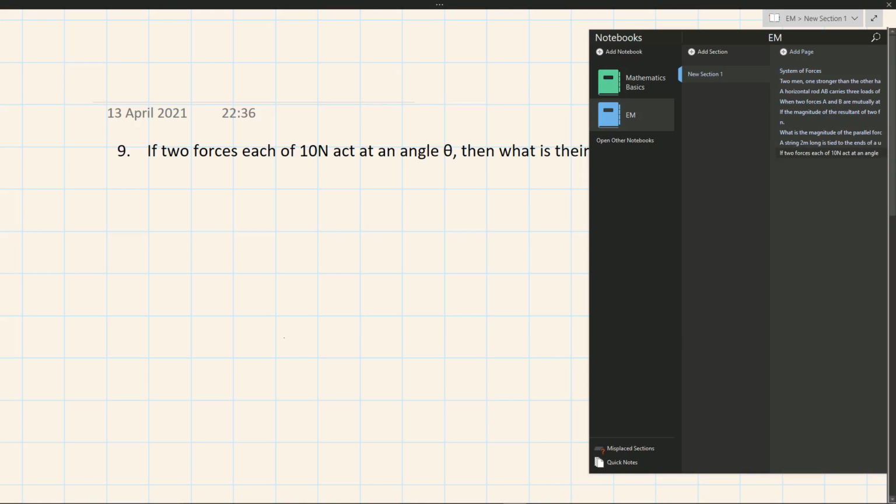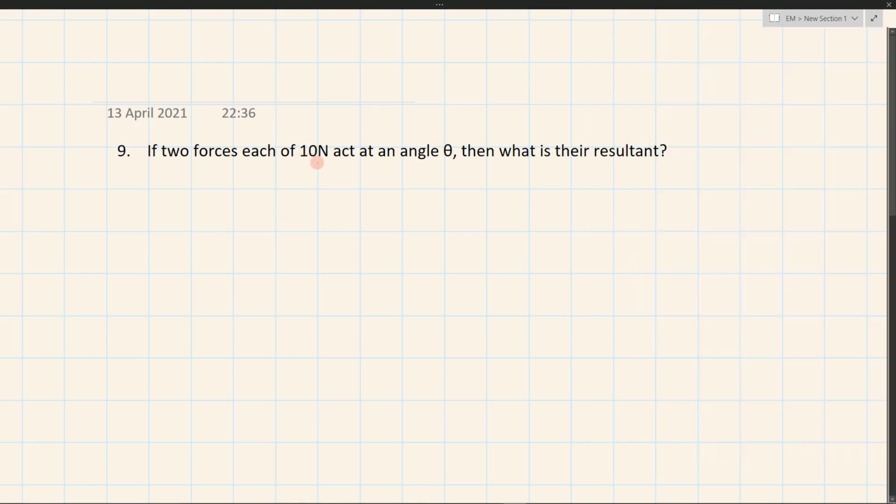Okay, so if two forces of 10 Newton act at an angle of theta, then what is their resultant? So we have two forces, 10 Newton and 10 Newton. The angle between them is theta. So what is the resultant? We'll have to find the resultant.